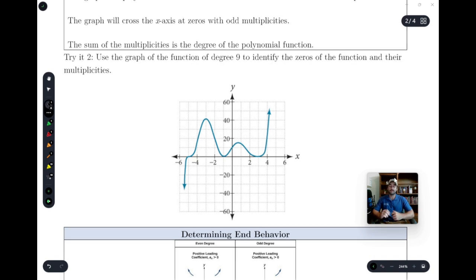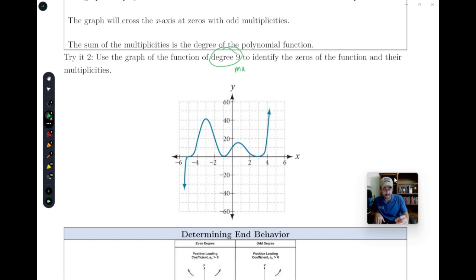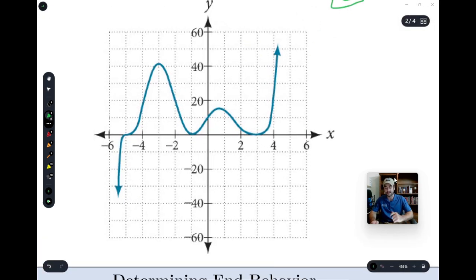We'll say use the graph of the function, that it gives us the degree of 9. And remember, if it gives us the degree, we know that the max turns is n minus 1, or 8. Can't turn more than 8 times. To identify the function and their multiplicities. We'll talk about multiplicities as we explore this try it.